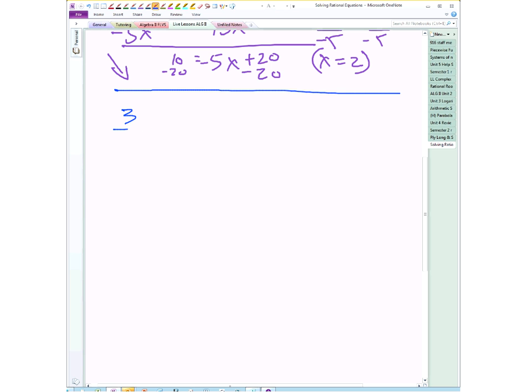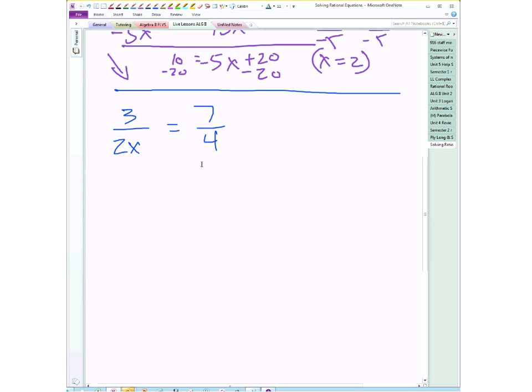Let's say I have 3 over 2x equals 7 over 4. It looks like you're going to get a fraction answer, by the way. So I'll give you about 2 minutes. See if you can give that one a try. Remember, there's only one x value here.